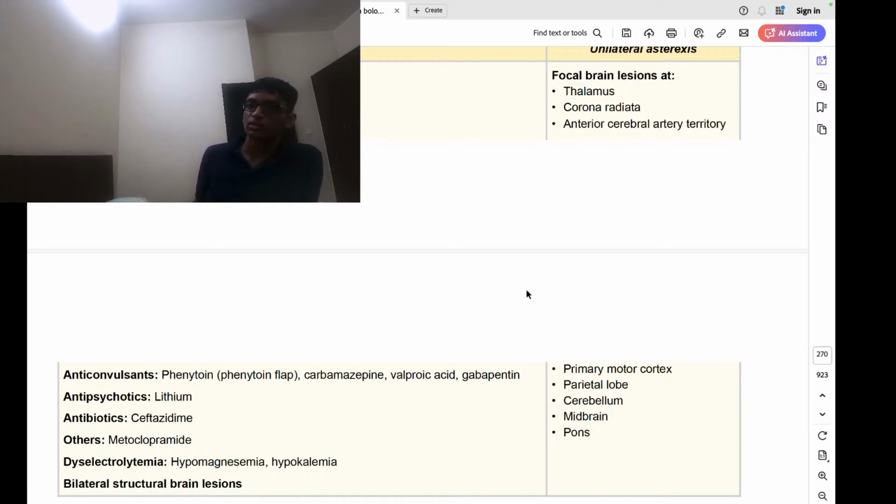Unilateral asterixis: the focus is a focal brain lesion at the thalamus, corona radiata, anterior cerebral artery, primary motor cortex, parietal lobe, cerebellum, midbrain, and pons.